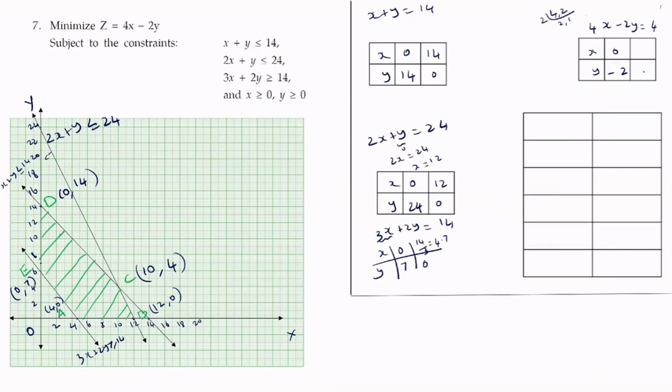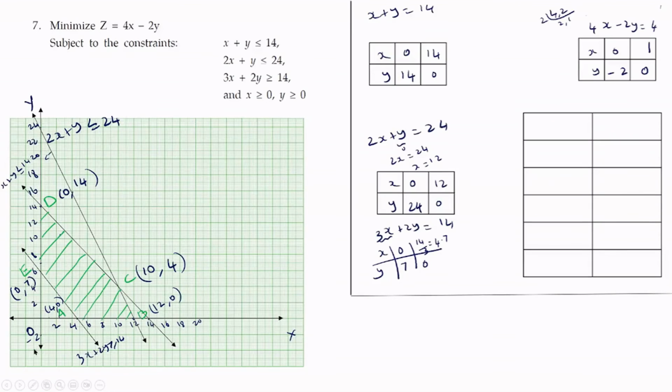Then when y is 0, x will be equal to 4, x will be 1. So the point (0, -2) is here. So this is -2. This is the point (0, -2). And next we have (1, 0). (1, 0) is here between 0 and 2.